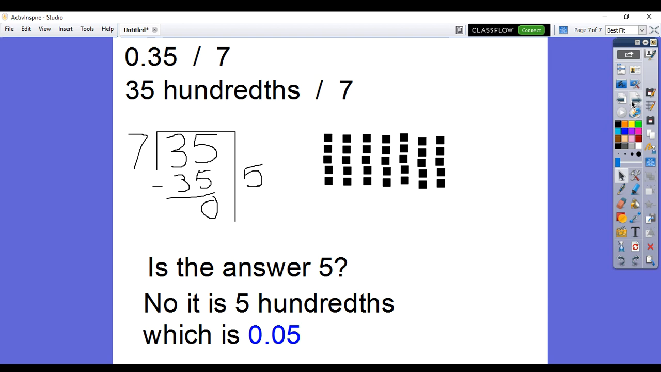And the same thing could be true. This could have been 35 tenths, 35 thousandths. It doesn't matter, okay? As long as you remember what that unit word is, and then you remember to actually write it as the correct decimal point.